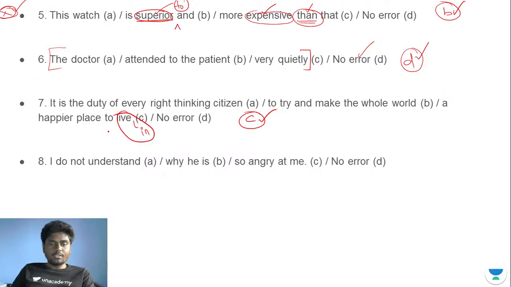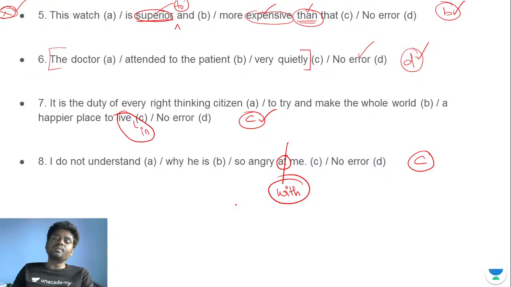Quickly. I do not understand why he is so angry at me. What will be the error? What will be the error for the eighth? Quickly, guys, come on. Very good, very good. It is option C. In the option C, you have an error. What is the exact error which you have? It should not be angry at me. This preposition at should be replaced with angry with me.